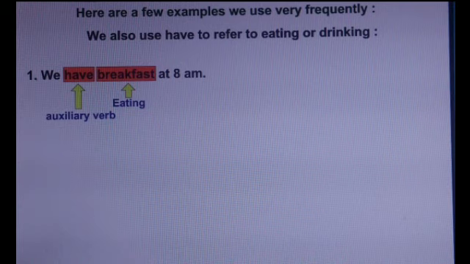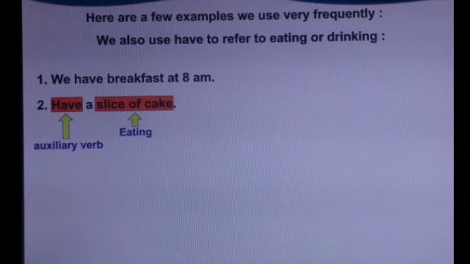The first is, we have breakfast at 8 am. We means plural form, so we have used have here. Have again is an auxiliary verb, whereas breakfast suggests eating activity, or some action done here. Second example, have a slice of cake. Have again is an auxiliary verb and slice of cake represents an action of eating.